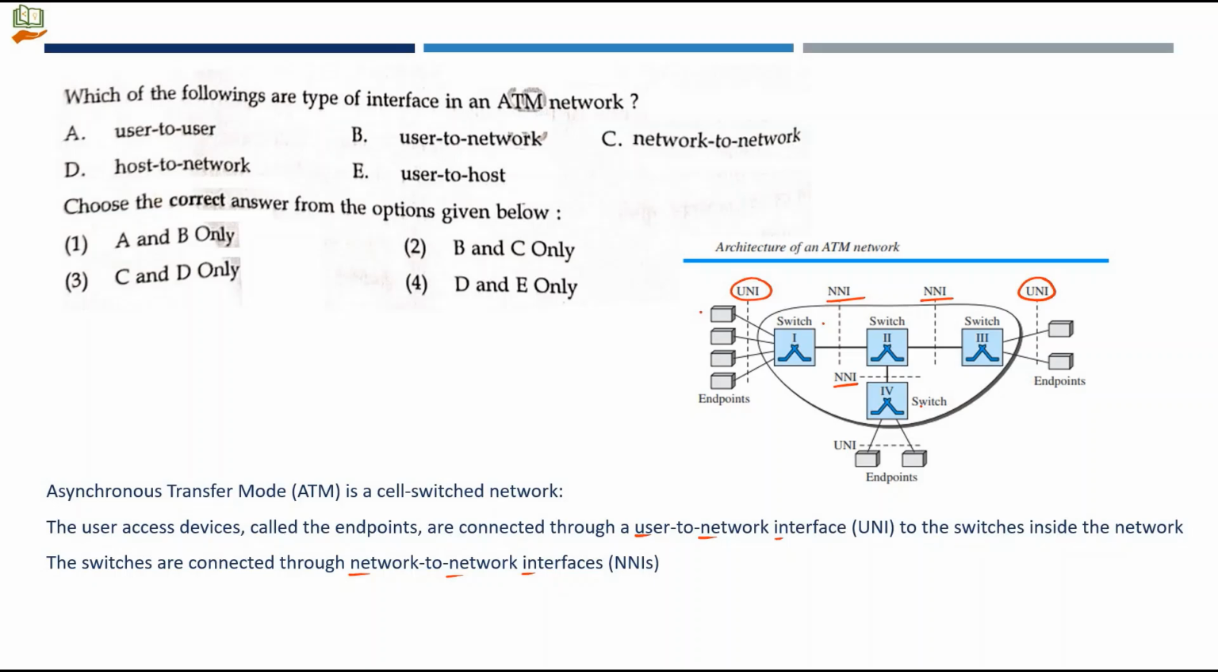Whenever endpoint to switch connection is there you can find UNI. Whenever switch and switch are connected, you can find NNI interface there. User to network interface and network to network interfaces are present in ATM network. User to network interface is option B and network to network is option C. So from this we can mark option number 2, B and C only as the right answer.